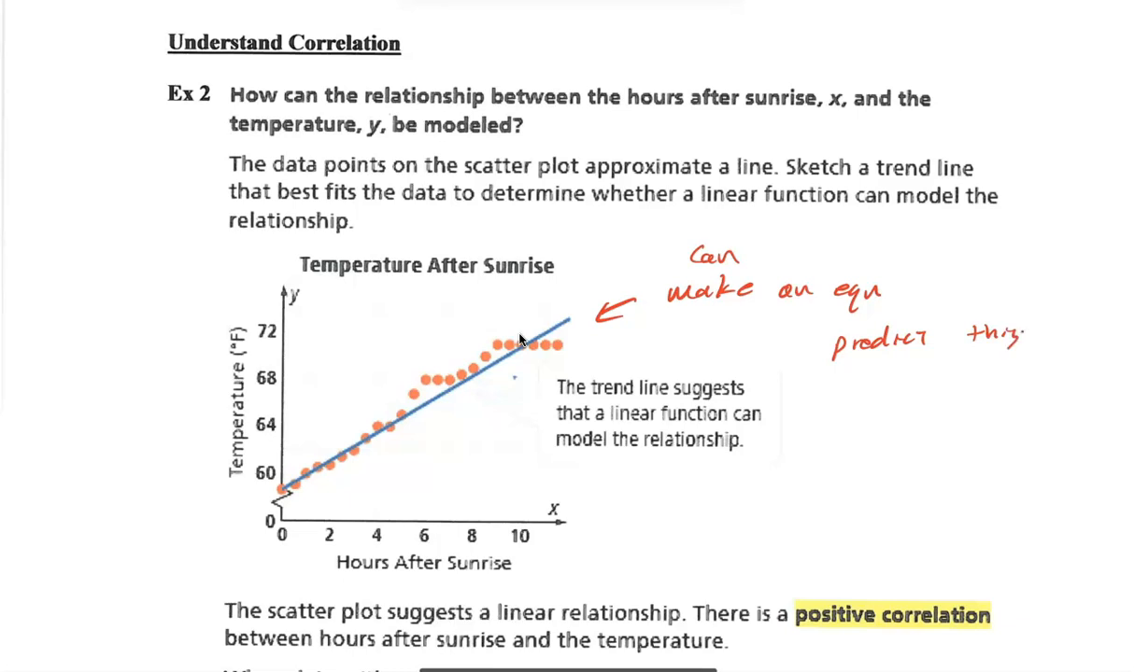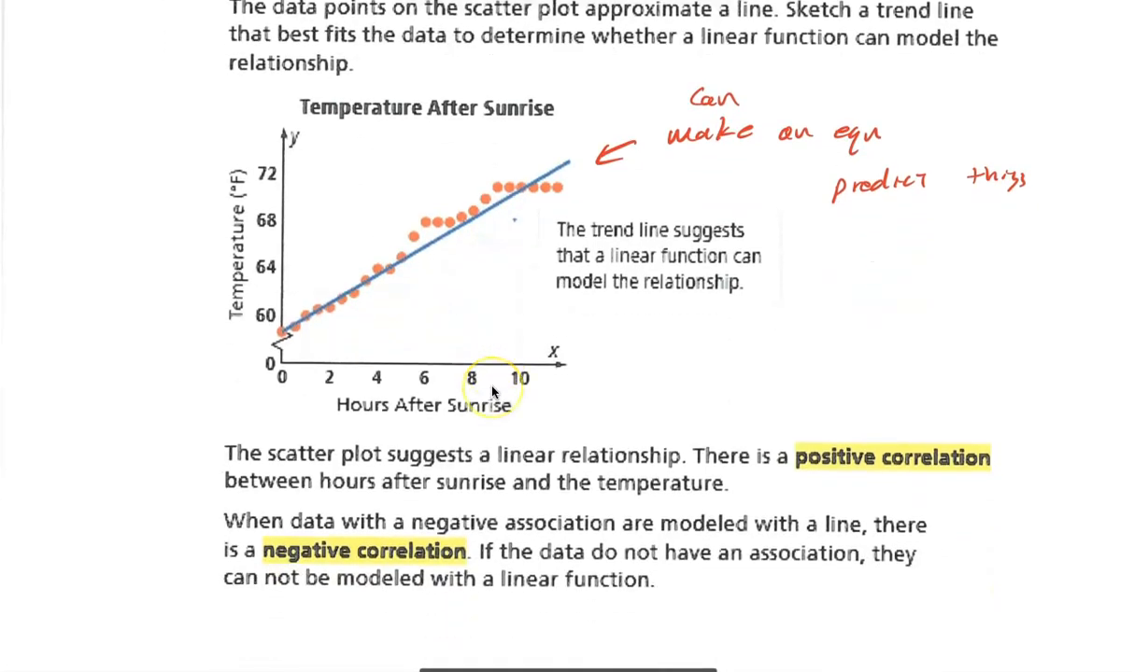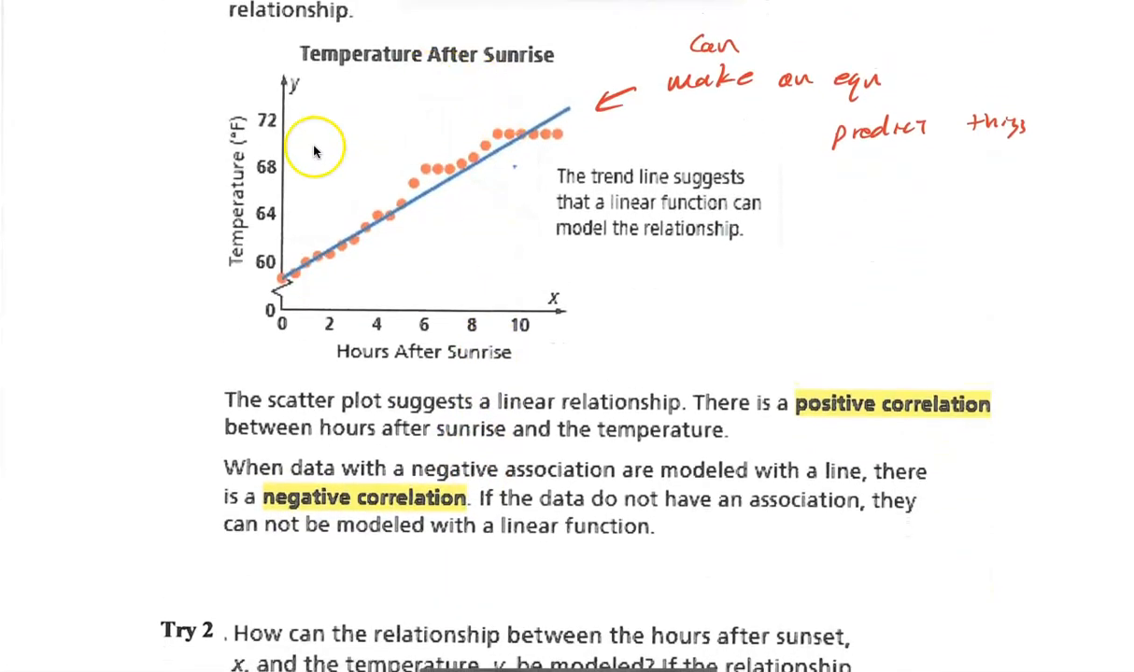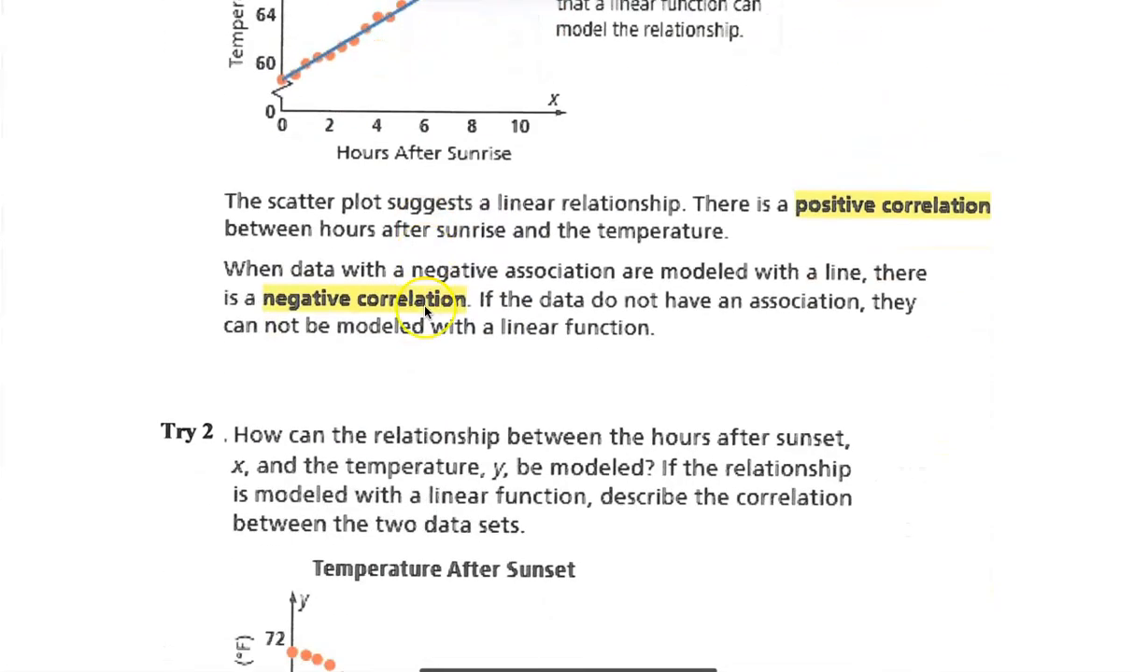Equations are very powerful. If I'm able to make an equation out of this, then we can predict what the temperature is going to be after 11 hours or at 6.5 hours. So that's the power of mathematics and the power of correlation. If we make a trend line out of it, then we can start predicting things and using it to find stuff. So this was a positive correlation.